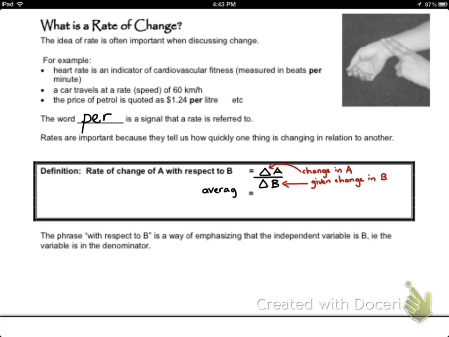Now we're going to be talking about the average rate of change initially. The average rate of change is the change in A from one point to another over the corresponding change in B from one point to another. So we get A2 minus A1 on B2 minus B1. This is basically the gradient of a straight line formula.